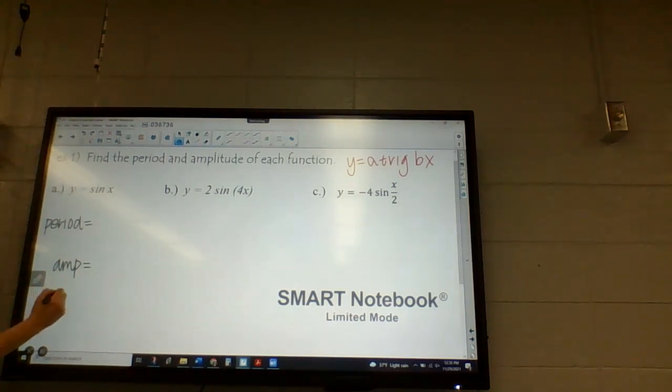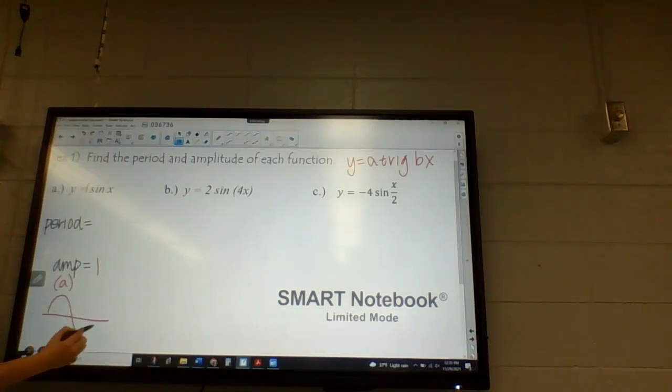A is actually 1, yep. So the amplitude is just 1, because there's nothing in front of sine. So it'd be the amplitude of 1. So that means my sine graph would go up 1, down 1.